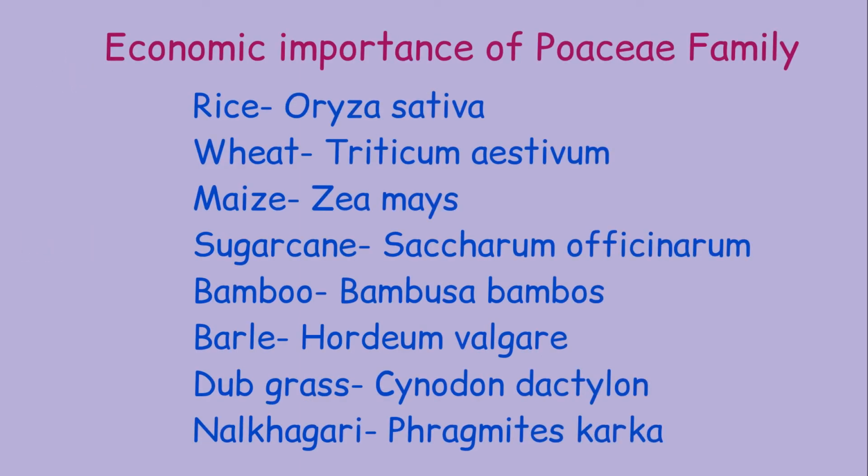Now we will learn about some of the economically important plants of the Poaceae family and their importance. Rice, Oryza sativa. It's the staple food grain all over the world. Straw is a good fodder. Rice bran oil is extracted from the rice bran and used as cooking oil and poultry feed. Wheat, Triticum aestivum. Wheat is the second staple food on earth. Bread, paratha, biscuit, loaves, cakes, etc. are prepared from wheat flour.